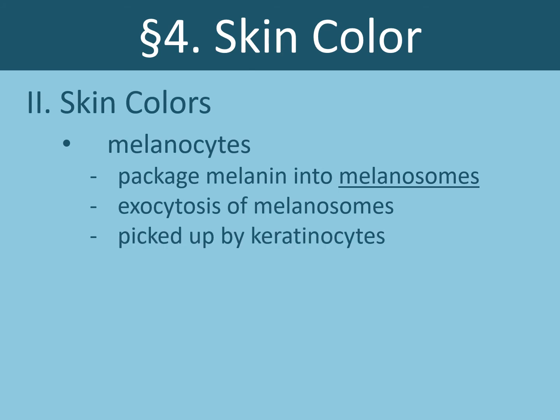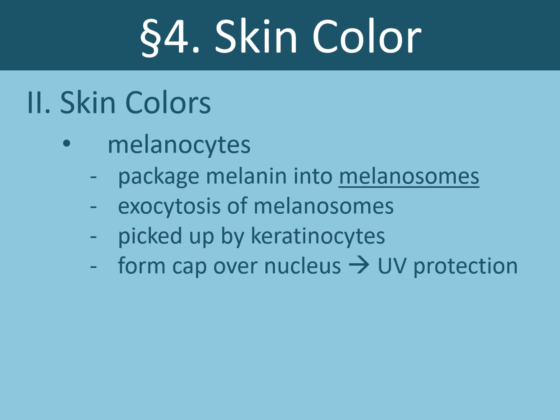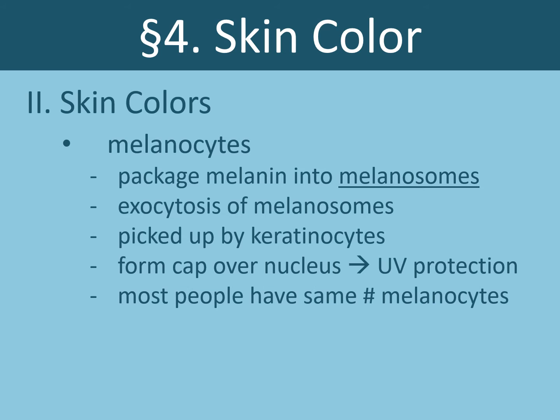The surrounding keratinocytes pick up the melanin, bring it into their cells. They take the melanin and they form a cap over their nucleus, kind of like a tiny parasol. That nuclear cap prevents UV light from penetrating into the nucleus and damaging the DNA. Most individuals have the same number of melanocytes, no matter the skin color.